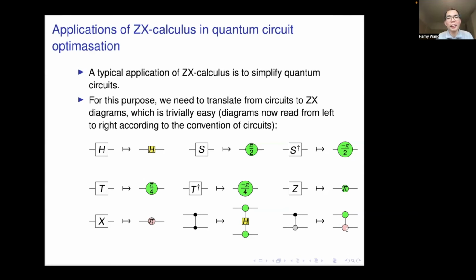That's the way. Okay, I guess I have a follow-up question, and everybody can chime in if this is obvious to everybody else. Why is Z a green gate and X a red gate?